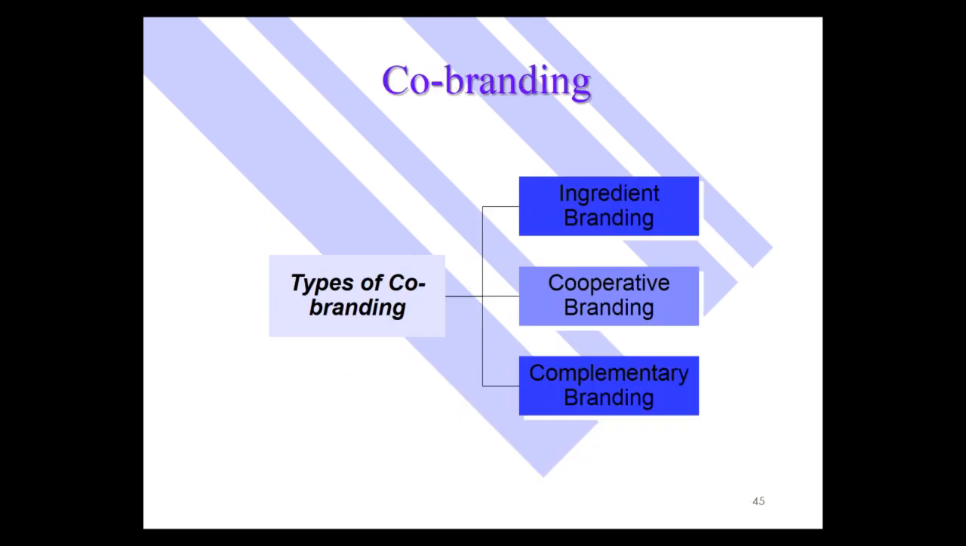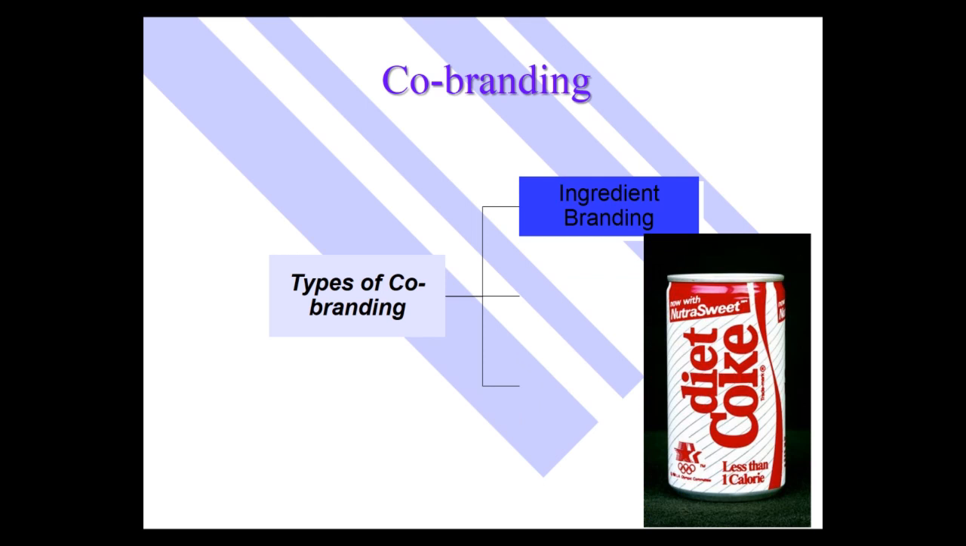Now, there are three types of co-branding. There's ingredient branding, cooperative branding, and complementary branding. Ingredient branding is when there's an ingredient in a bigger product and that ingredient is branded. NutraSweet was a very successful sweetener, and when they came out, they wouldn't let anyone buy their product and use it if they didn't brand it on their package. So when Diet Coke came out with NutraSweet, it said, now with NutraSweet.